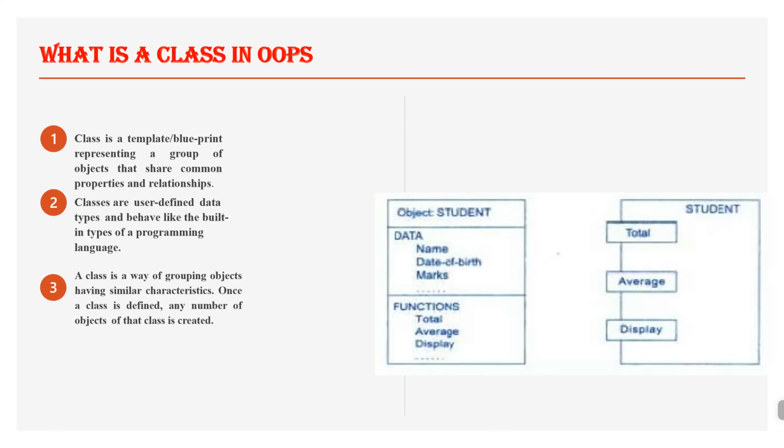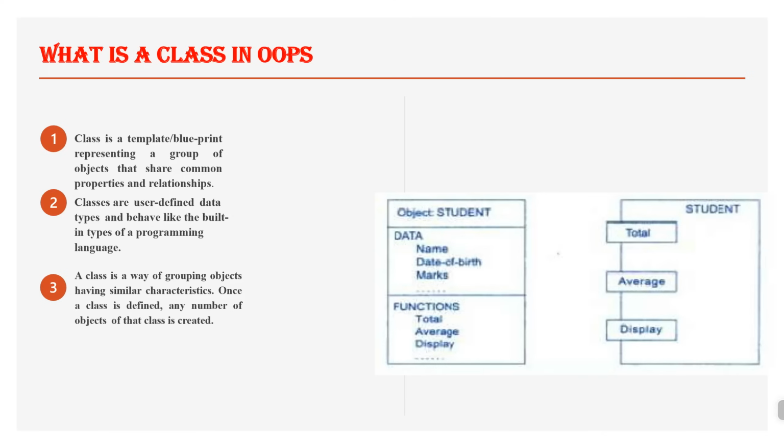What is a blueprint? I want the register number of a student. I want the name of a student. I want the date of birth of a student. I want the contact details of a student. I want email address of the student. These are all the blueprint which are defined inside the class.